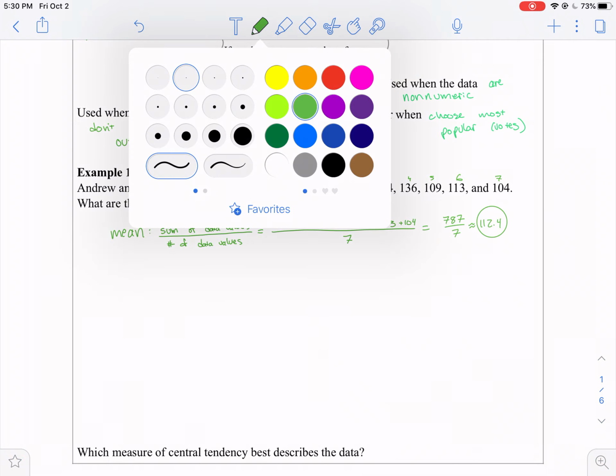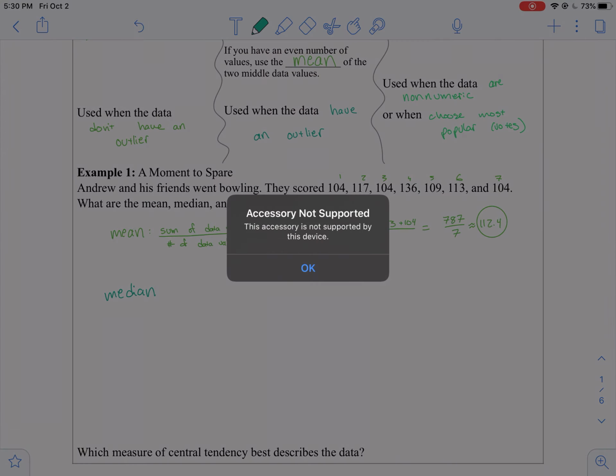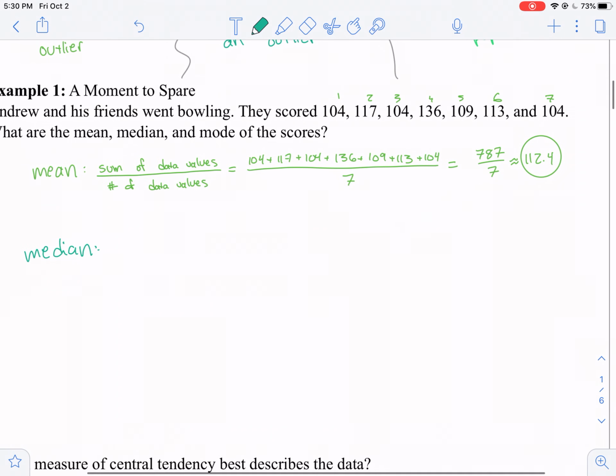Now let's find the median. The median is going to be literally the middle number. So let's write them in order. How I write them in order is I look for the smallest one. I think the smallest one is 104. And there's another 104. And another 104. Then the next smallest is 109. And then 113.